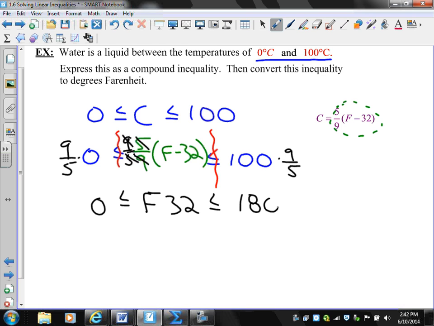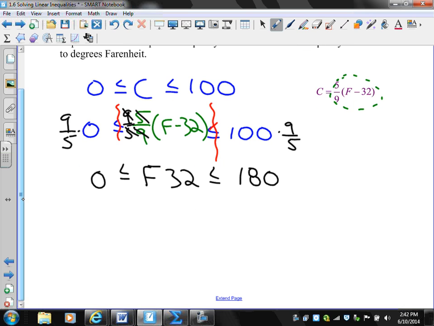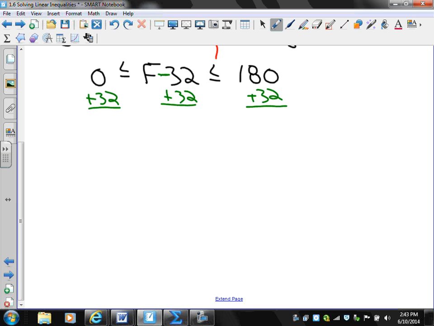And the last thing I need to do, again, my focus is on the center, right? I'm looking at what's going on inside here. Well, I need to unwrap that subtracting of 32, so I'm going to add 32, and again do that to all three parts here. And I get 32 degrees is less than or equal to F is less than or equal to 212. And if you know your freezing and boiling temperatures for water, then this hopefully should make some sense. Water is a liquid between 32 degrees and 212 degrees Fahrenheit.